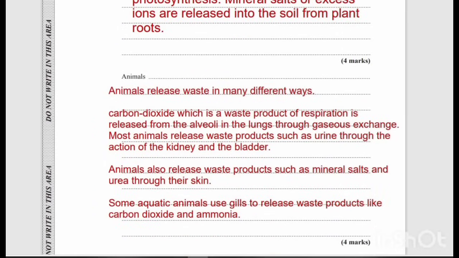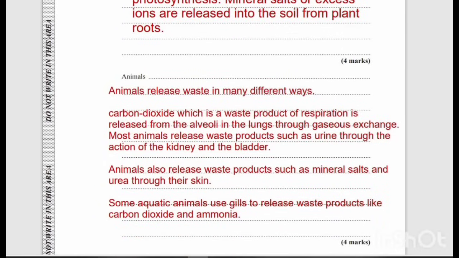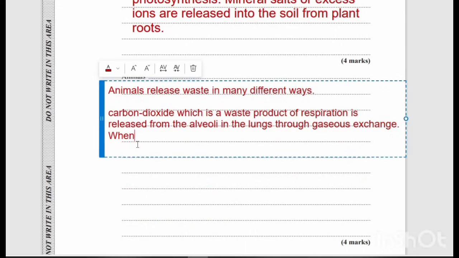Animals now, how do they release waste products from the lungs? Carbon dioxide is a waste product of respiration and it is released from the alveoli in the lungs through gaseous exchange. Most animals release waste products such as urine through the action of the kidney and the bladder.